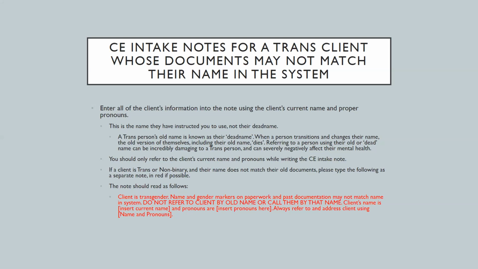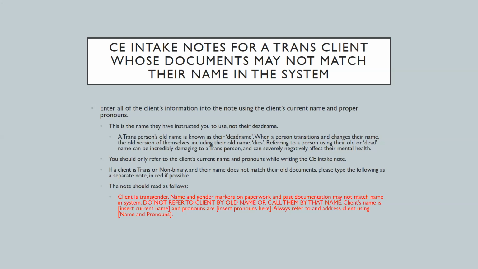So what is a dead name? A trans person's old name is known as their dead name. When a person transitions and changes their name, the old version of themselves, including their old name, dies. Referring to a person using their old or dead name can be incredibly damaging to a trans person and can severely negatively affect their mental health. You should only refer to the client's current name and pronouns while writing the coordinated entry intake note.